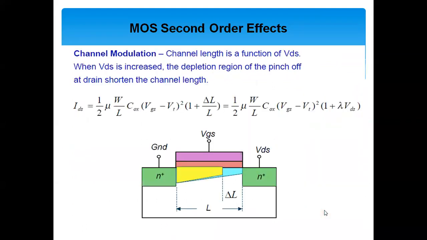Now what happens in channel length modulation? It is a function of VDS, and when VDS increases, the depletion region of the pinch off at the drain shortens the channel length. Pinch off is the condition, but the reason behind that pinch off condition is the channel length modulation. This is a second order effect.